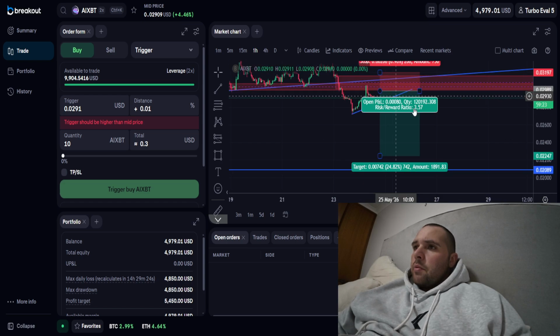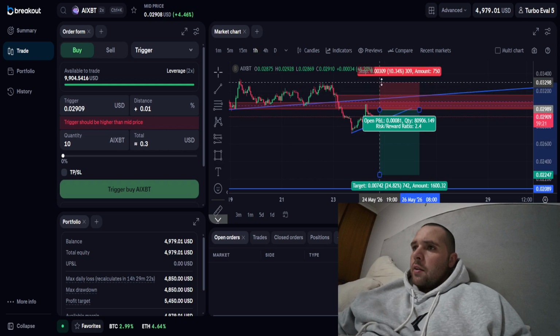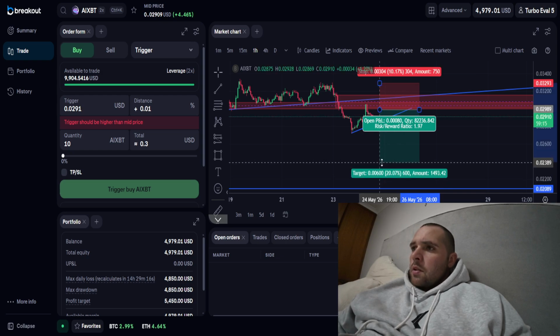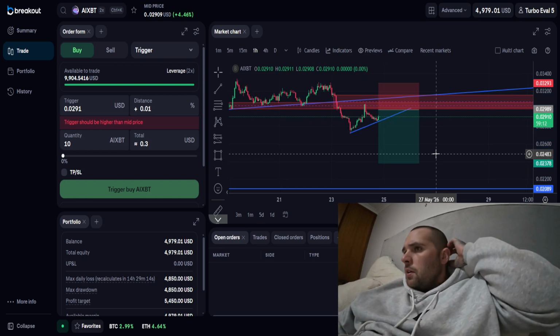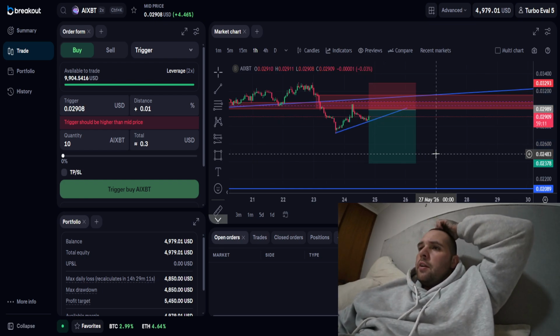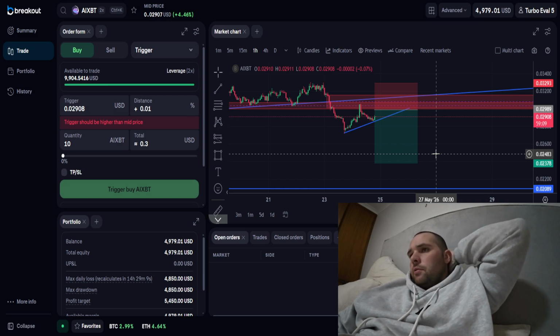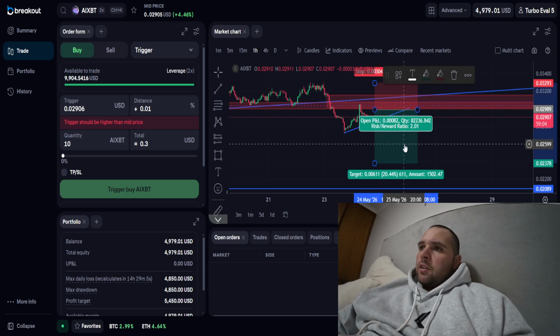That's a 3.5 to 1. Uh, 2 to 1 trade. I'm pretty happy with that. Yeah, I'm pretty happy with this trade here. So let's put this on.